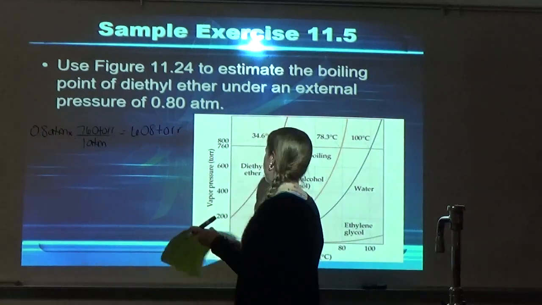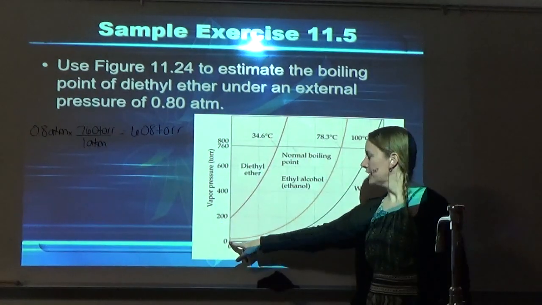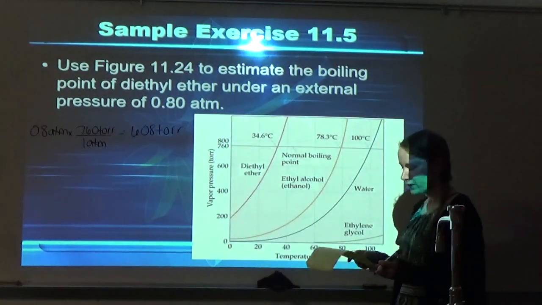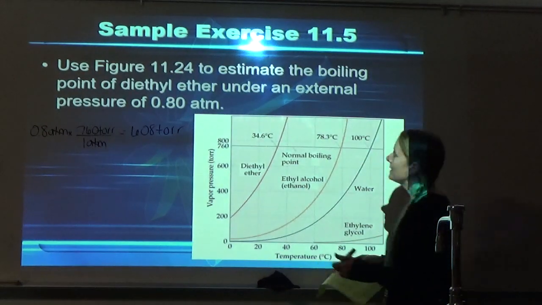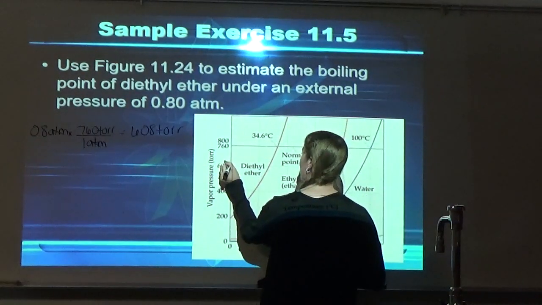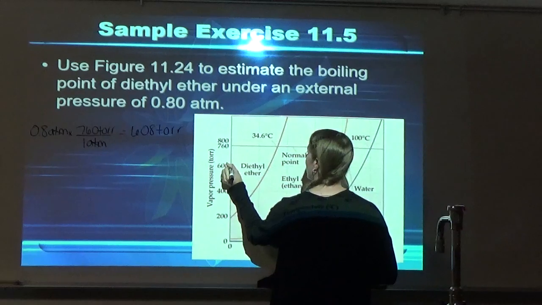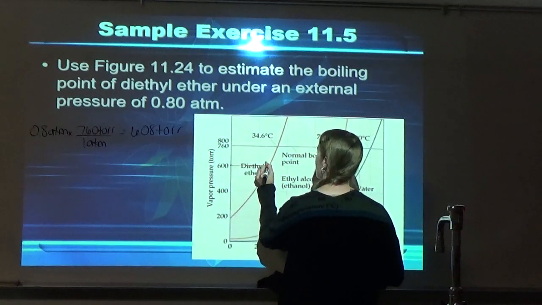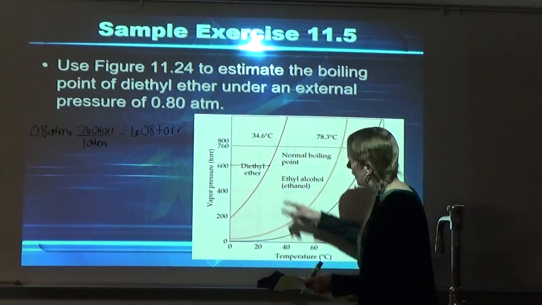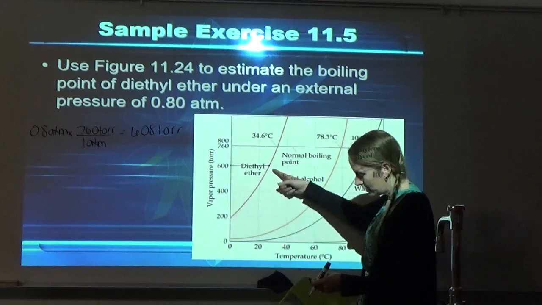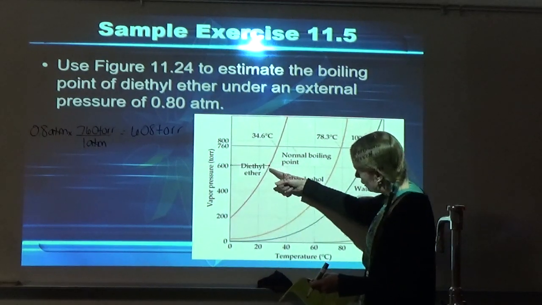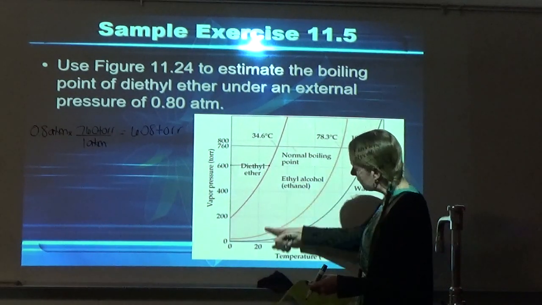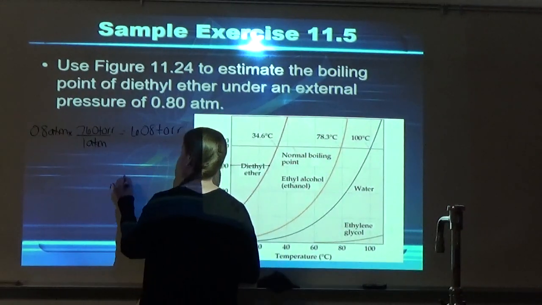So that's the problem. If you try to look at 0.8 way down here, you're going to pick something super low. So we're at about 608 torr. In other words, we're about right here, and we're talking about diethyl ether. I come across right here, look at my boiling point, and come down to about right here. I picked that it was about 25.